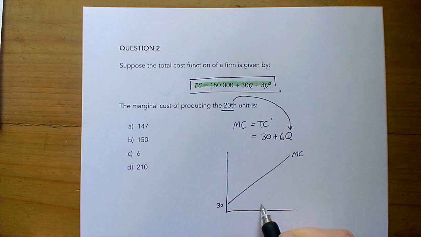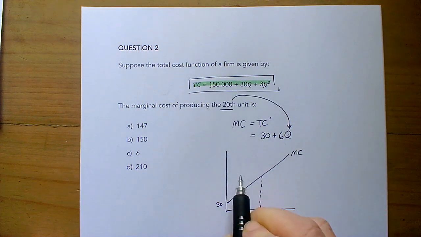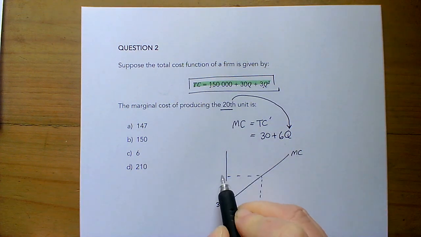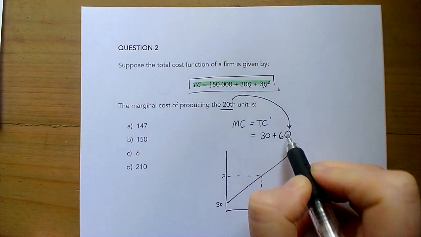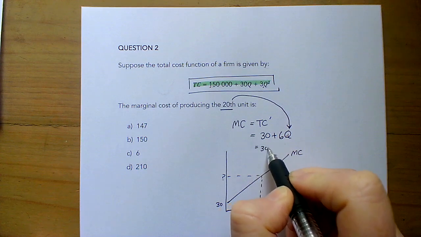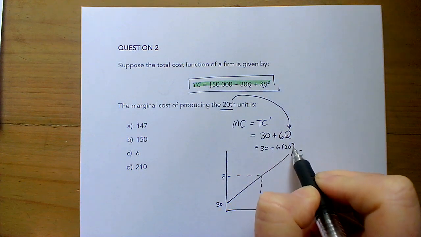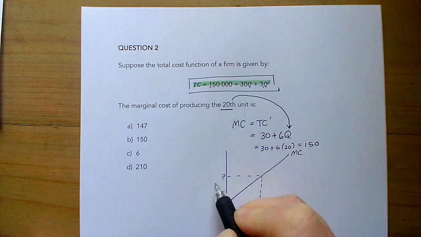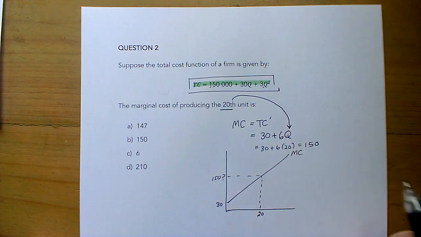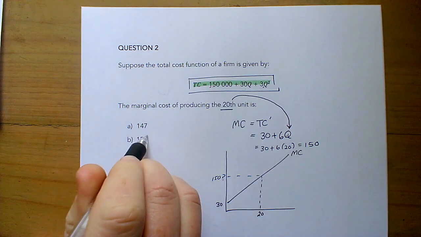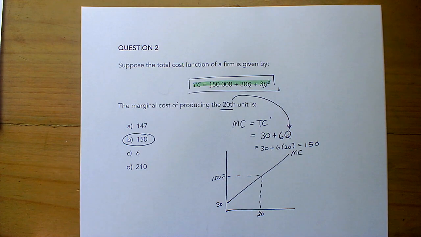If we want to know what the marginal cost of the 20th unit is, then we're trying to solve for this value here. And so we sub in 20, so 30 plus 6 times 20 would give me 150. So this value over here would be 150 according to this marginal cost function. And so the answer to question 2 is B.